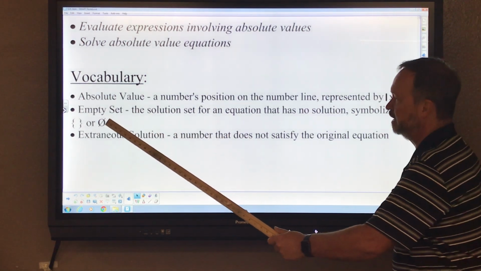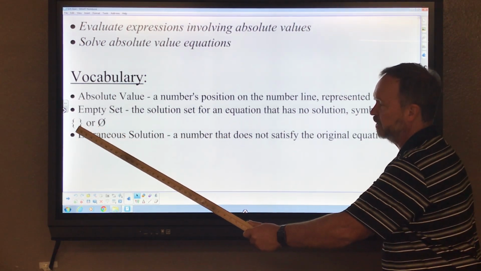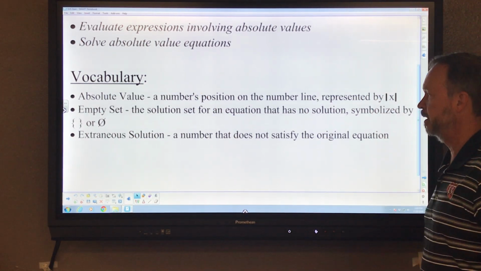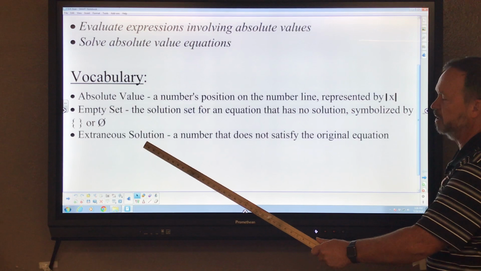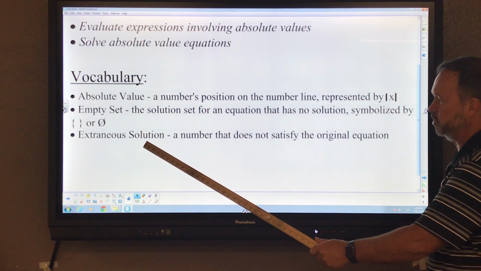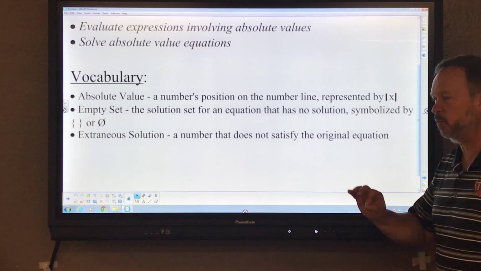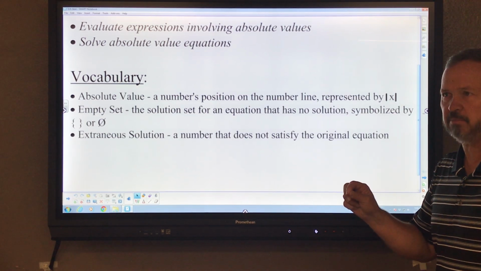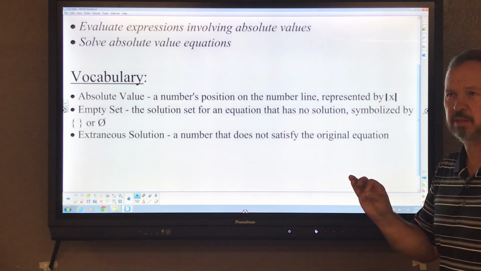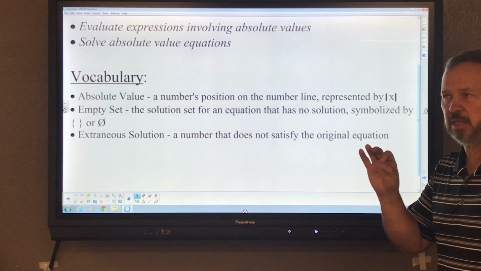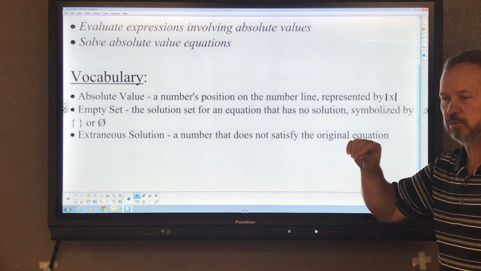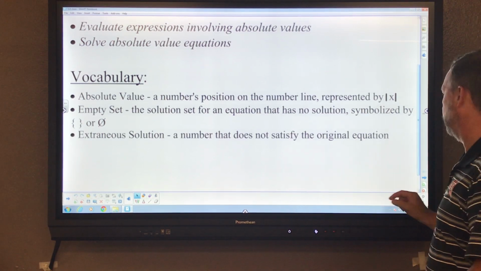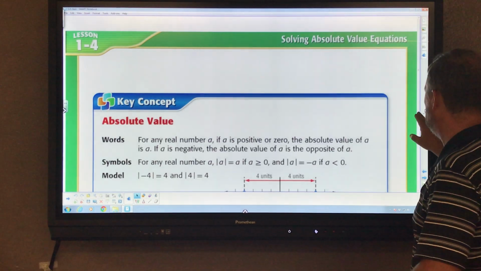We call that an empty set, either just a set with nothing in it or this little zero with a slash through it. And we can also get what's called an extraneous or extra solution. Sometimes we do everything right, but it doesn't fit the conditions of the problem. It just doesn't work. It's inherent to the restriction of the problem, and it doesn't work. Okay, we'll practice it and see how it works.